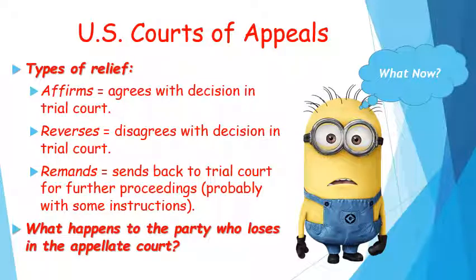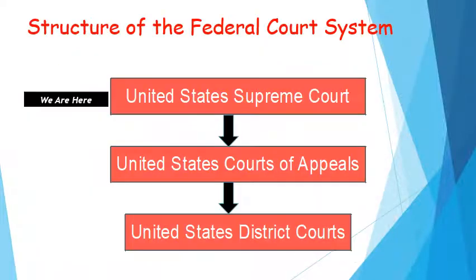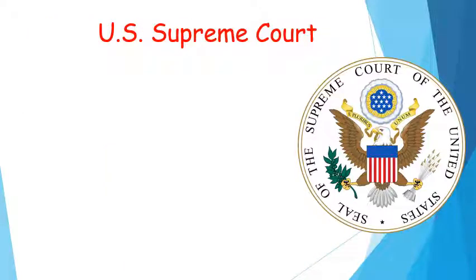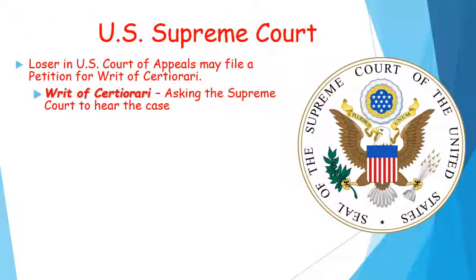And so what happens to the party that loses in the appellate court? You've gone through 2 of the steps. What happens if you lose in the appellate court? This is when it could potentially move to the United States Supreme Court. This is not an easy task. The loser in the Court of Appeals can file what we call a petition for writ of certiorari. Basically, a writ of certiorari is asking the Supreme Court, which is the highest court in the land, to hear your case.